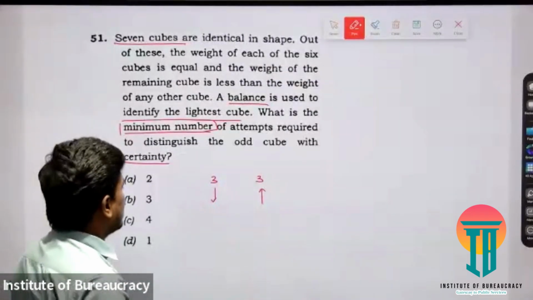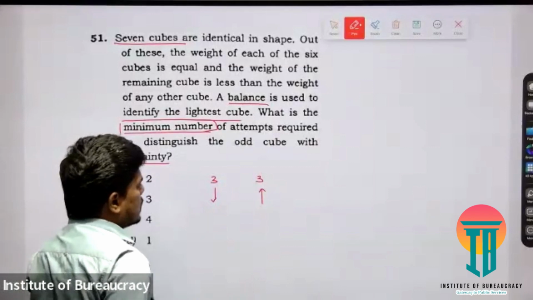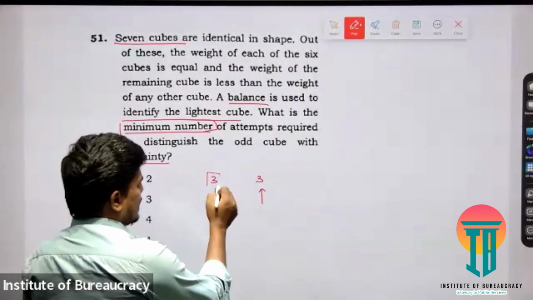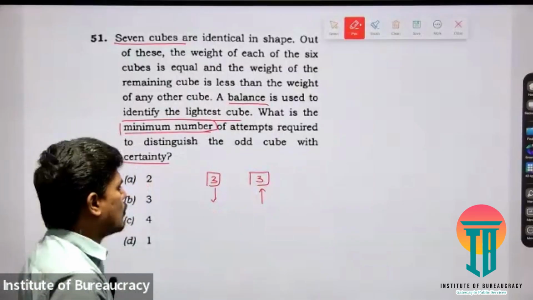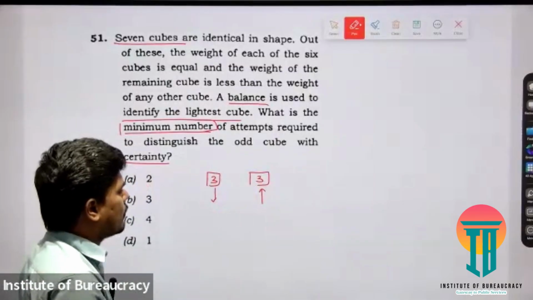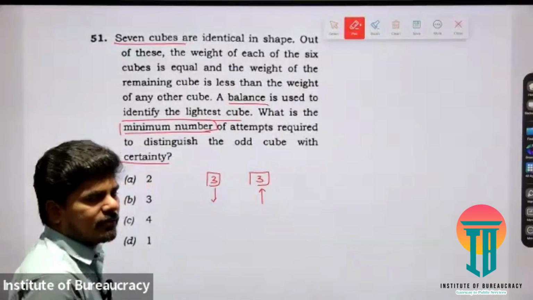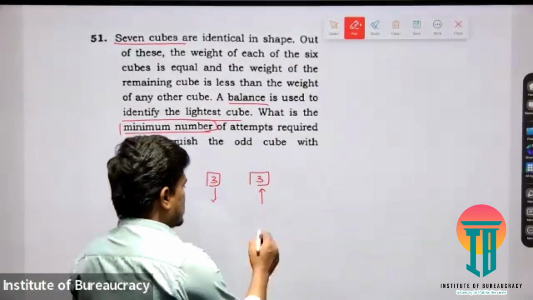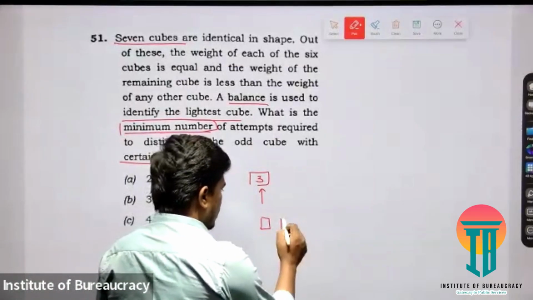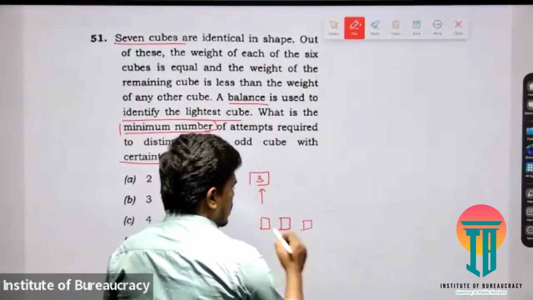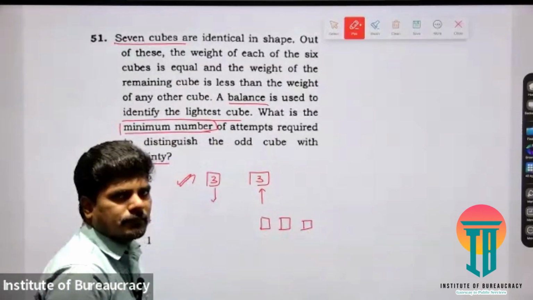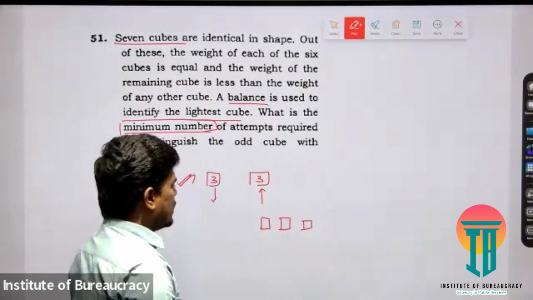So in this case, the first time I split as 3 and 3. One side goes up and one side goes down, and the side that goes up has the lighter cube. Now in this, again 3 cubes are there. One time I have attempted. Now the lighter cube is among these.